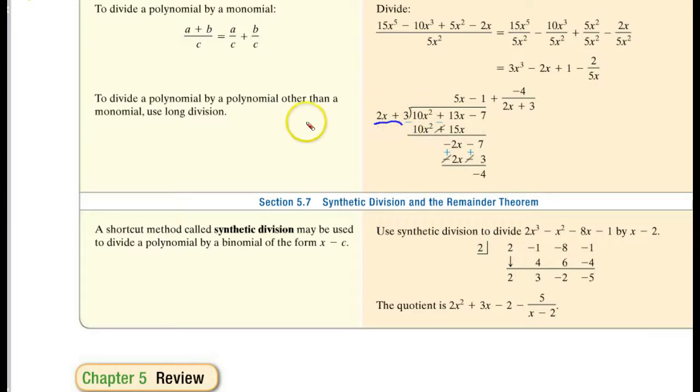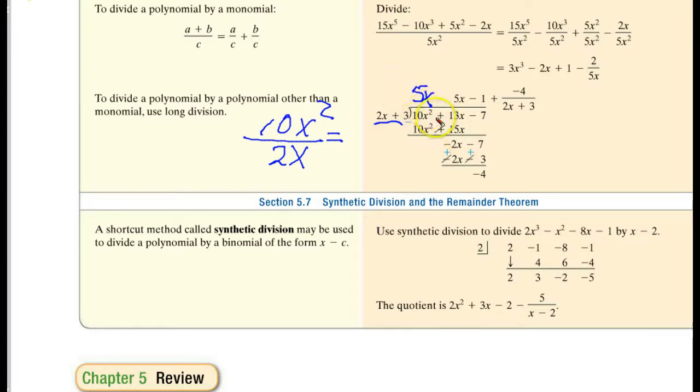You take, let's say, 10x squared divided by this 2x here. And that goes 5x times. So that's the number that goes up there. When you do this division, you put that number up there. That's what you're doing mentally. 2x goes into there how many times? Well, 5x. Then 2x times 5x gives you 10x squared. That's what you wanted. And then you go 3 times 5x is a positive 15x.